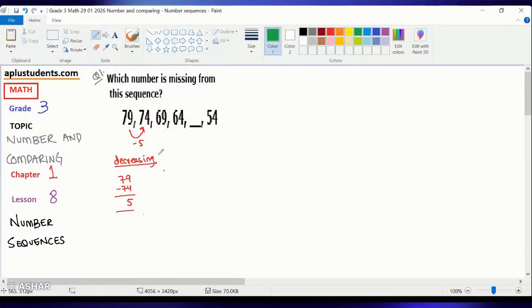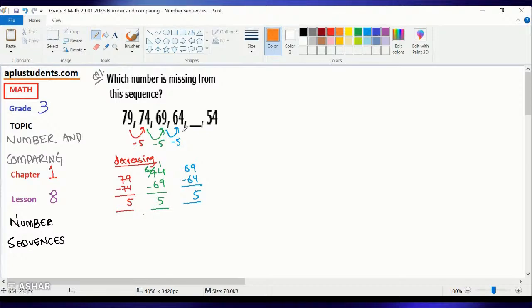We confirmed it for the first one. Let's confirm it for the next one. What is 74 minus 69? We carry 1 over here. 14 minus 9 will still be 5. That means a decrease of 5. We need to confirm what the sequence is over here. The next one would be 69 minus 64. 9 minus 4 is 5. That means it's still decreasing by 5.